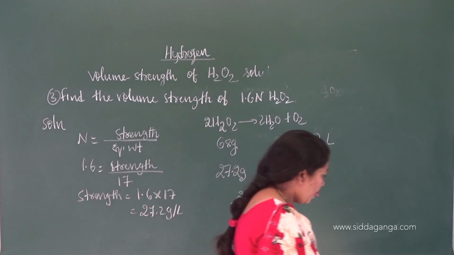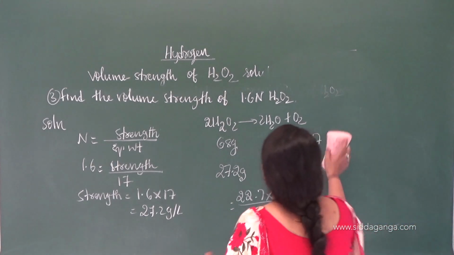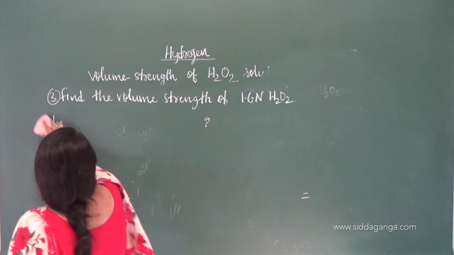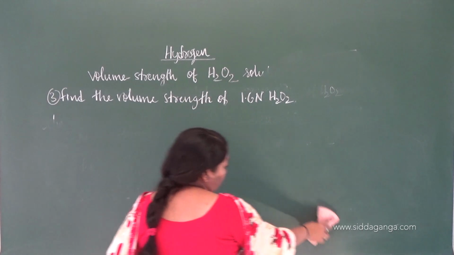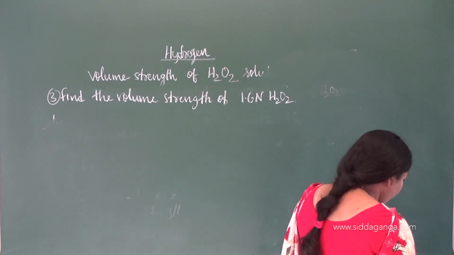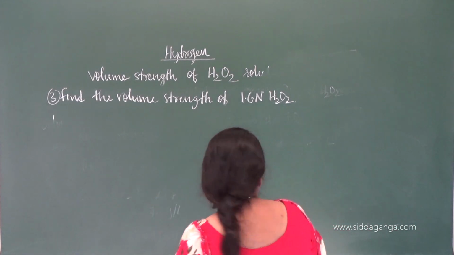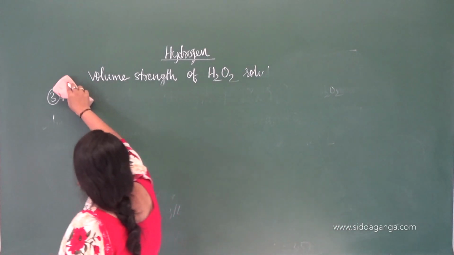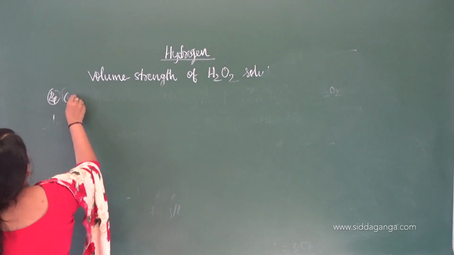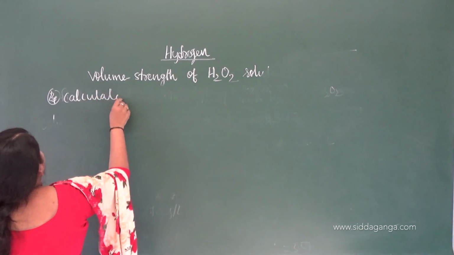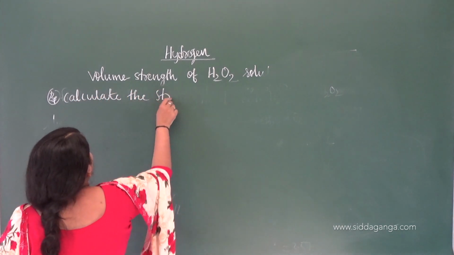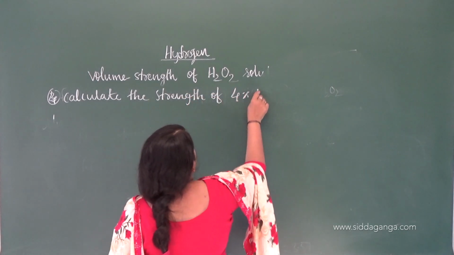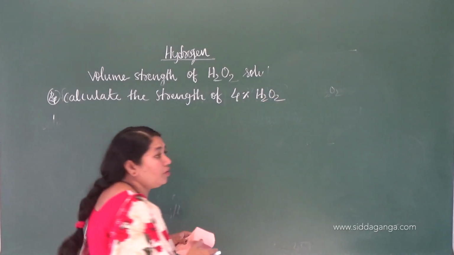Let us have one more, where they give the percentage. So what is the problem? Fourth one: calculate the strength of 4% H2O2. So here they have given what?